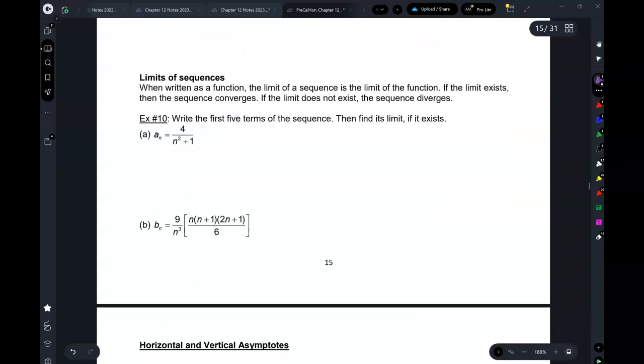Okay, remember in chapter 10 when we did sequences and series? Yes? That was the best chapter. They're all the best chapters. I like all my children.